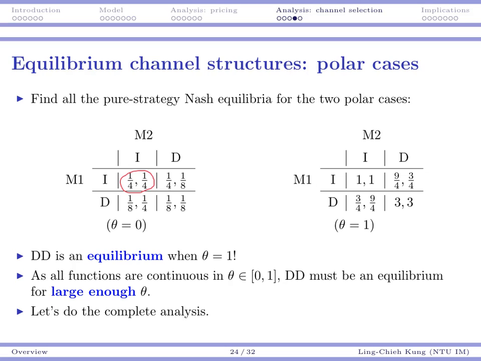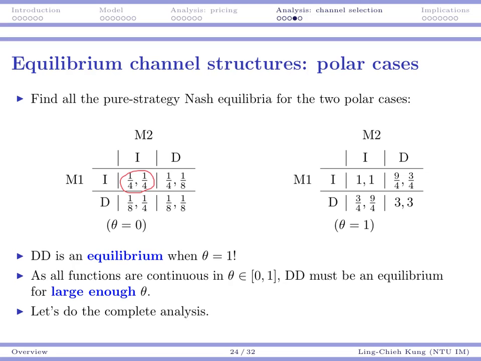And after some investigations, you can see, as manufacturer 2, they don't really care about what's happening to manufacturer 1. Because when theta is 0, this is just two separated channels. Okay, so when this is an isolated channel, the manufacturer will always want integration. So that's why in equilibrium we will only see II.